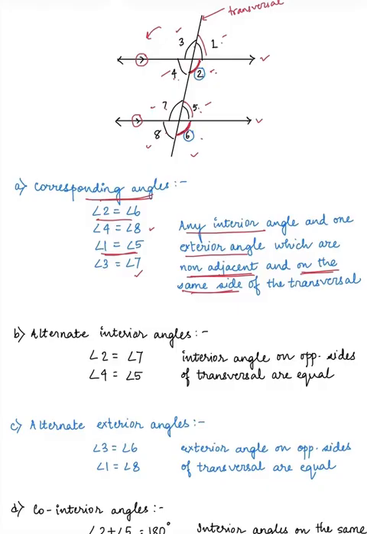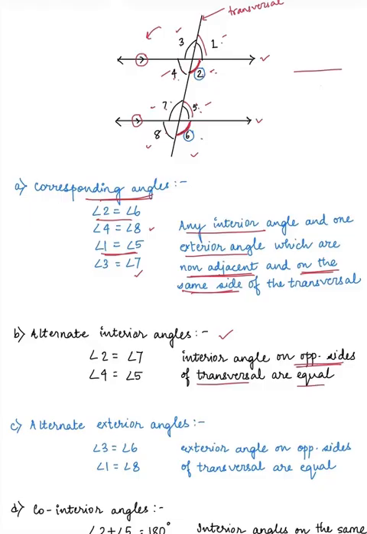The next property is alternate interior angles. So what are the interior angles first? 2, 4, 5 and 7. Now if you have that, the interior angles on the opposite sides of the transversal, they are equal.